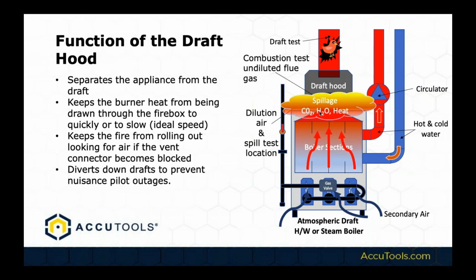But the physical separation of the draft hood is designed so that if we block the flue, the flames don't come out the front of the boiler, or the front of the furnace in this case. You've got to be very, very careful with that. The draft hood was designed to prevent fires. And when the appliance was connected directly to the draft without a draft hood, it also made the appliance operate erratically. As the draft increased or decreased, the amount of secondary air entering the burner would change, and the draft hood was a way of simply eliminating all of those issues. It also prevented things like downdrafts and nuisance pilot outages.